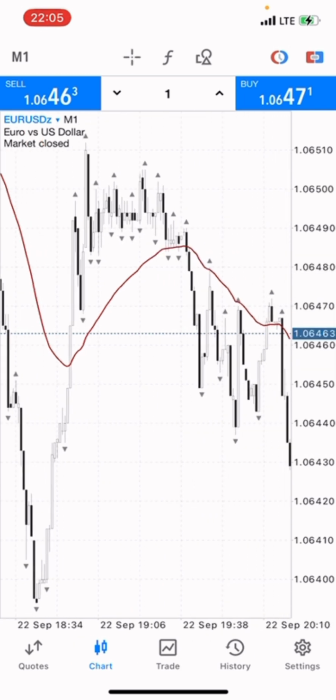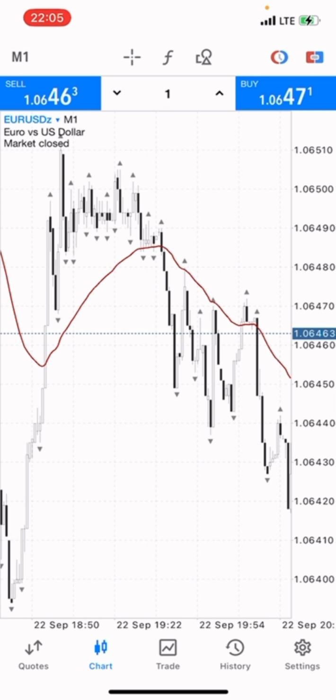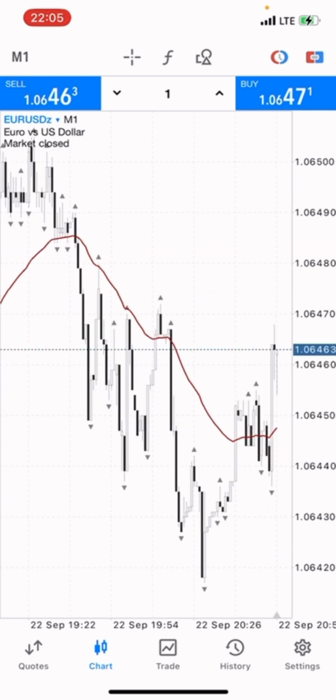All right, guys. So the next thing you need to understand as a beginner is the market liquidity. The forex market is known for its high liquidity, meaning that there is a high volume of trading activity and transactions taking place. This liquidity allows traders to enter and exit positions easily without significant price fluctuation.